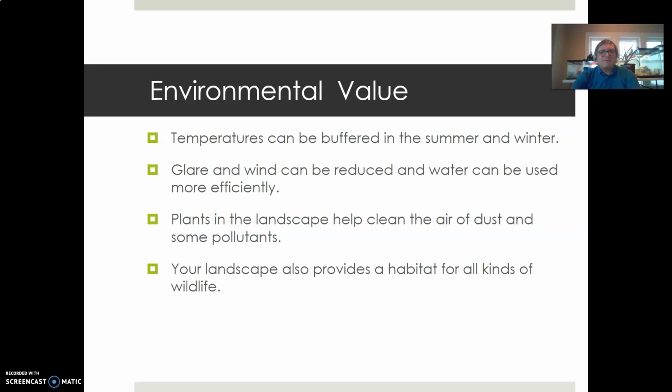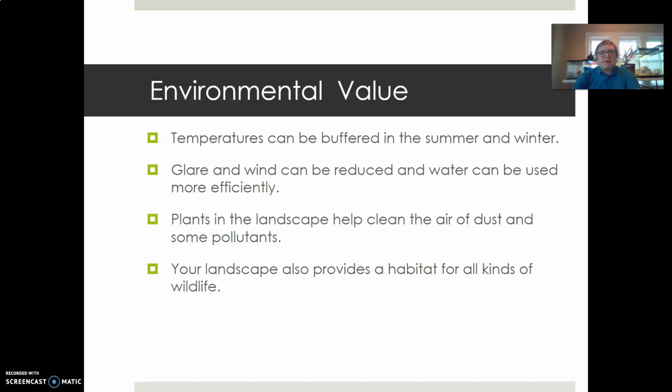Environmental value, temperatures can be buffered either in the summer or winter. So again, having trees and other large blocking structures in certain places can help with this. Glare and wind can be reduced, and water can be used more efficiently. Glare, we're referring to, so like if you've ever been watching TV and then the window behind you is letting sunlight in and it's reflecting back off of the screen. Again, having a plant to block that out can be helpful in some cases. So that's another example of trees helping on that front.